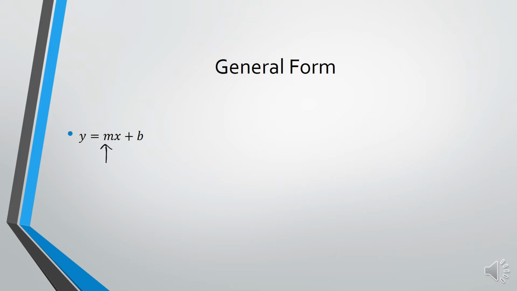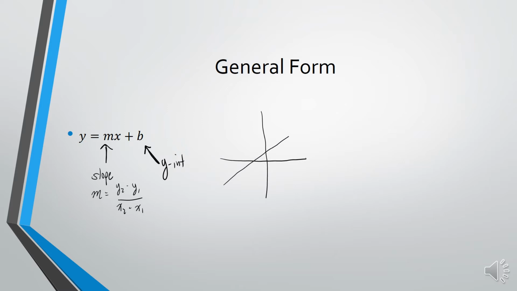In this equation, m is going to be the slope, which if you remember we had the equation for that. We had m was y2 minus y1 over x2 minus x1. And then b is going to be your y-intercept. The y-intercept is the value on the y-axis where the line crosses the y-axis. So let's say, for example, your line looked like this, and it crossed the y-axis here at 2. Then b would equal 2. So this is the general form for the slope-intercept.